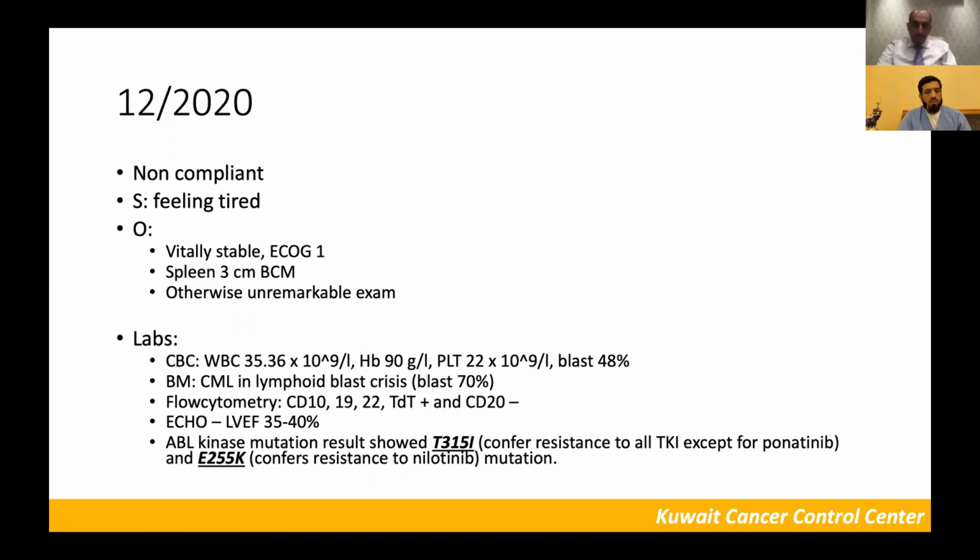We did his bone marrow that showed CML in lymphoid blast crisis, and the blasts were 70%. His flow cytometry was consistent with pre-B ALL, CD10, 19, 22, TdT positive. We repeated his echo here and it showed that his ejection fraction is 35 to 40%. Unfortunately, we did the ABL1 kinase mutation analysis that showed that the patient has a T315I mutation as well as E255K.